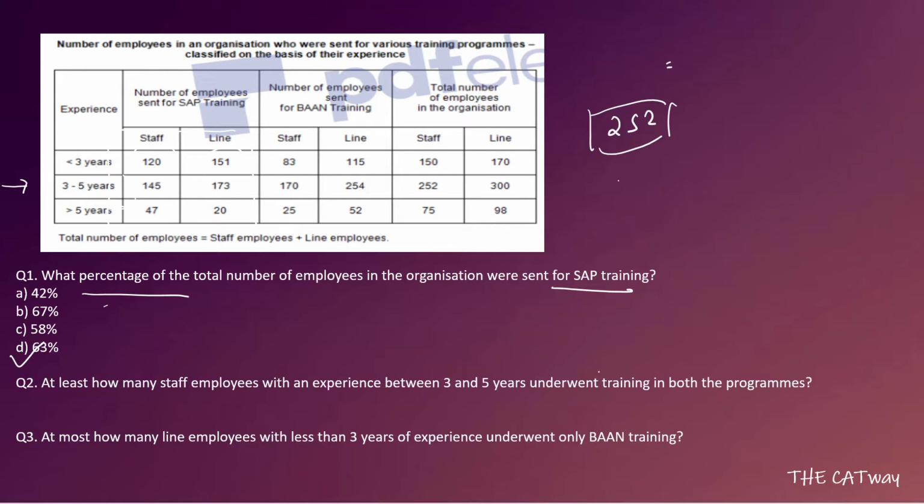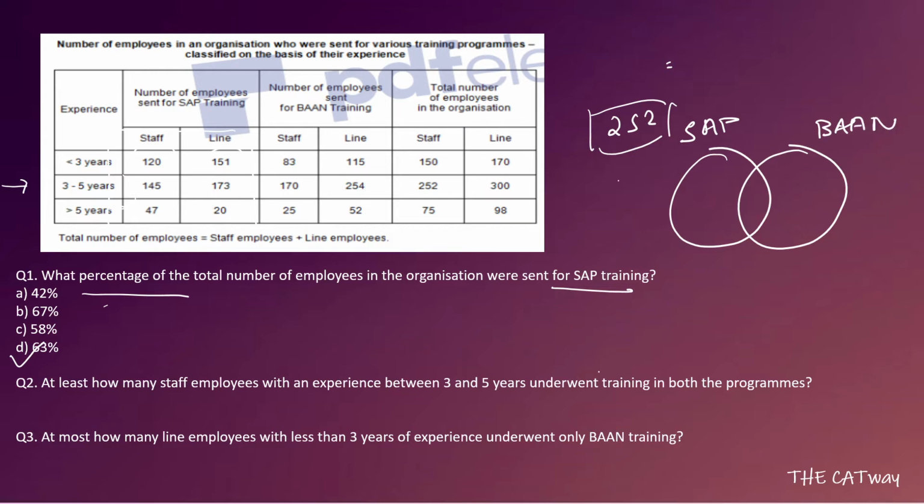Then we are talking about how many of them went to both the SAP and the BAN training. So here there is an overlap, because there are some employees who went for only SAP, some only for BAN, and some went for both. Whenever there is an overlap, we make a Venn diagram. So once you make a Venn diagram, let's say this one is for SAP and this one is for BAN.